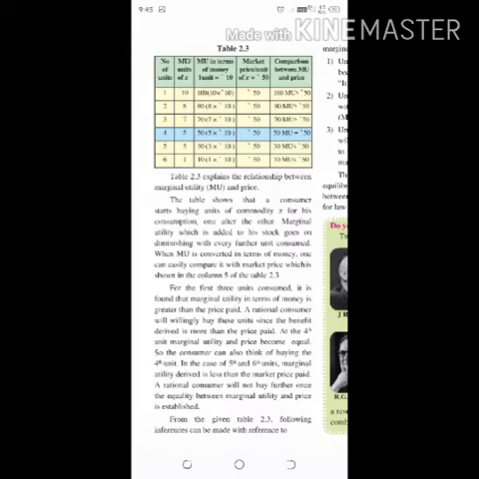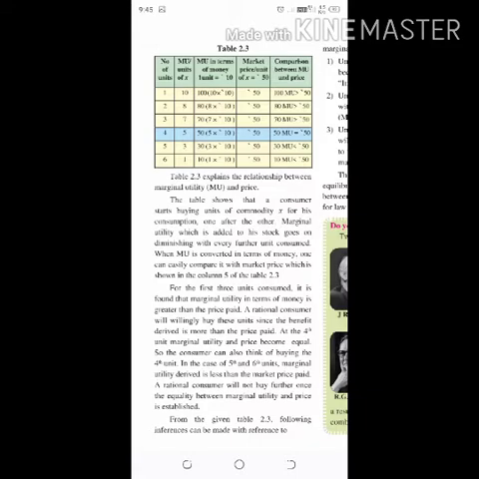As the law of DMU always taught us, every continuous unit consumed diminishes your MU. TU always increases but MU always diminishes. When MU is converted in terms of money, one can easily compare it with the market price, which is shown in column 5 of table 2.3.